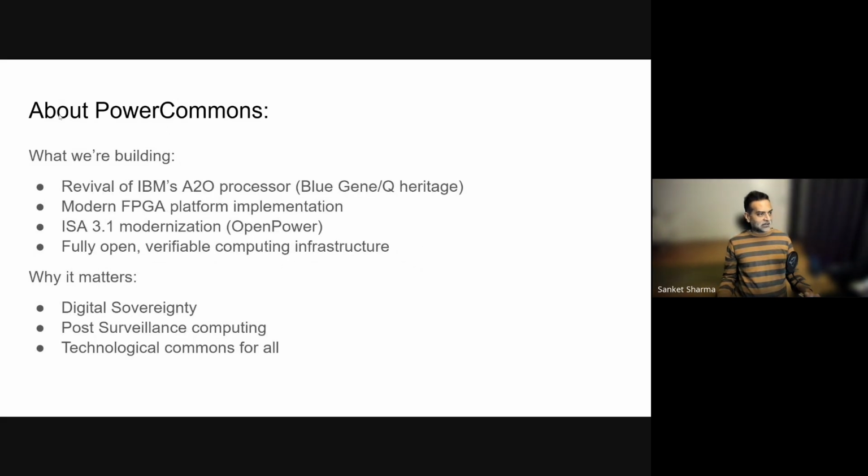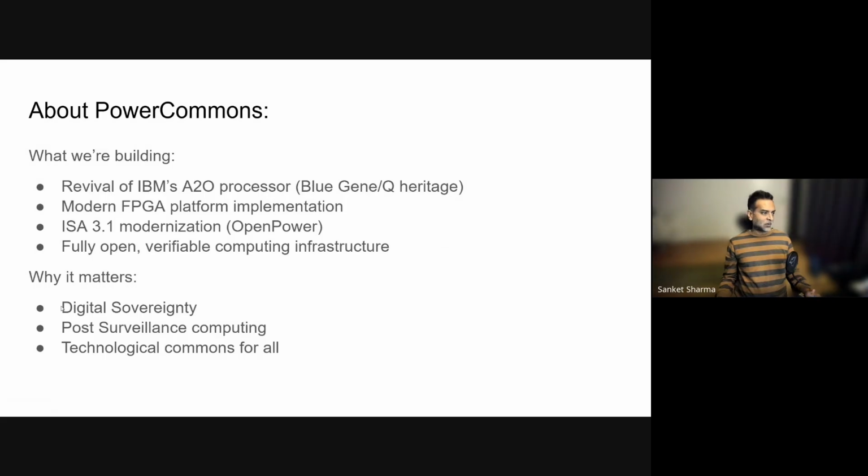What we're building under the Power Commons umbrella for now is a revival of IBM's A2O processor core. One of the first things we want to try out is to implement the core on a modern FPGA platform. Then the next step, and I think some of you have already started working on this, is ISA 3.1 modernization in line with OpenPOWER, eventually leading to a fully open, verifiable computing infrastructure, along with maybe Microwatt as a boot processor, and eventually leading to a full SoC.